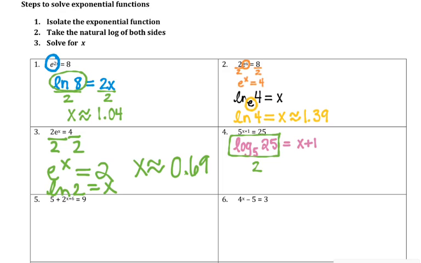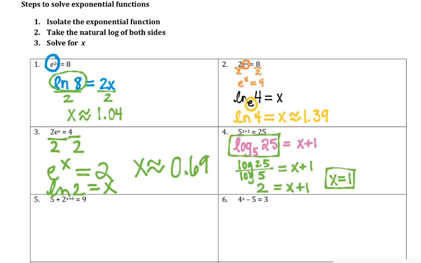Now you could also put that in your calculator, log of 25 divided by log of 5. I'll write that up here. Log of 25 divided by log of 5, but you'll just get a 2 when you put that in your calculator. So either way you want to do that, we're going to get a 2 for the next blank equals x plus 1. So 1 equals x, yep. X is exactly 1. No need for a squiggle equal sign at all, because I didn't round that one bit.